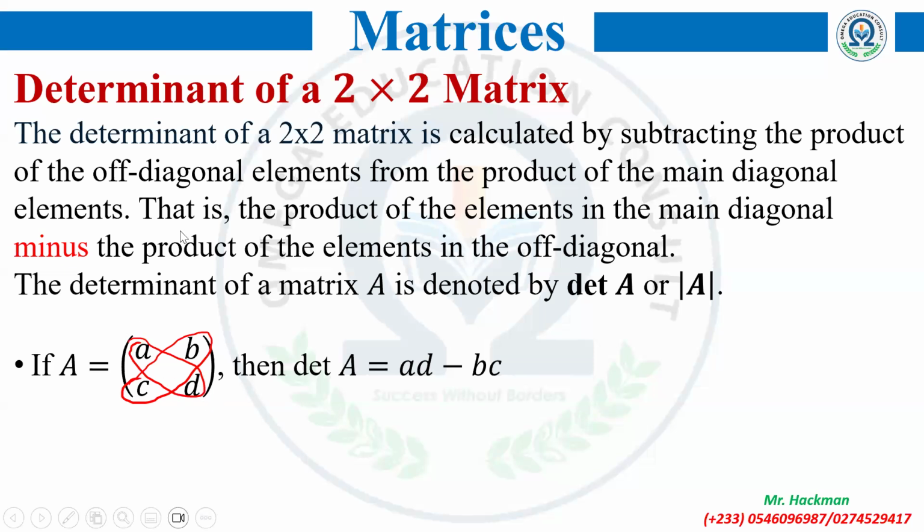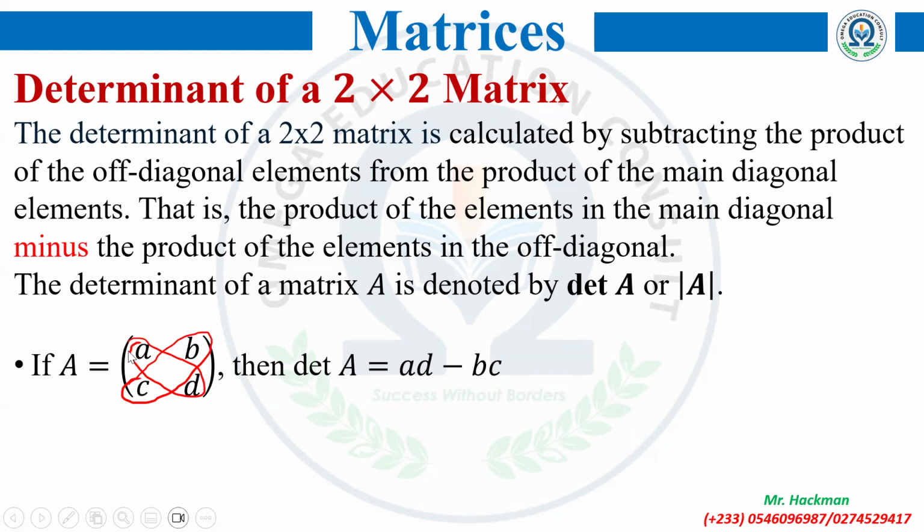So the determinant, let me read. The determinant of a matrix A is denoted by det A, the short form of determinant, or A in a cell. So don't read this as the magnitude of A. If you are dealing with a matrix, we call this the determinant. Anytime you see a matrix in a cell, that is not the usual square bracket, we are talking about the determinant of that matrix.